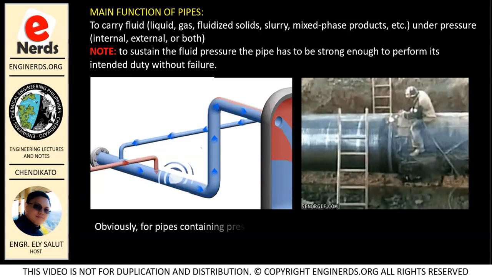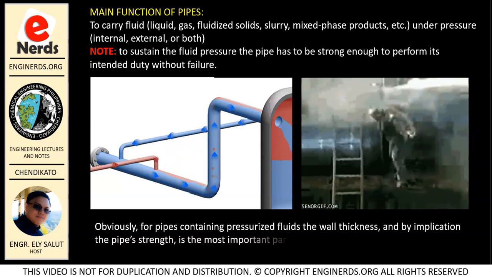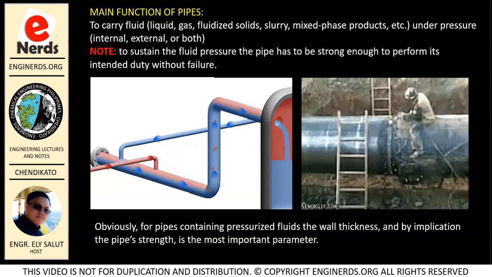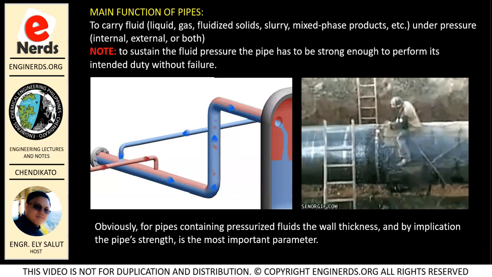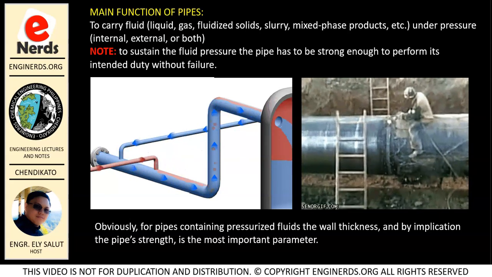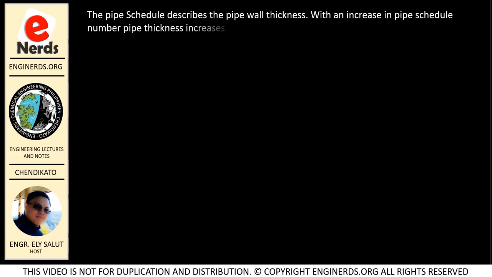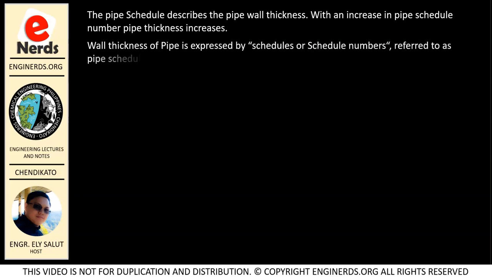So, obviously, for pipes containing pressurized fluid, the wall thickness and by implication, the pipe strength is the most important parameter. Okay, so that means in sizing our pipes, napakalaking factor yung thickness ng ating pipe. Now, the pipe schedule describes the pipe wall thickness. With an increase in pipe schedule number, the pipe thickness also increases. So, merong relationship yung schedule number ng pipe sa kanyang thickness.